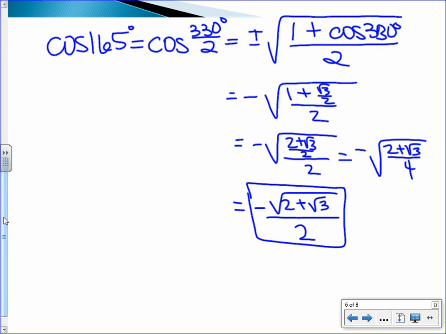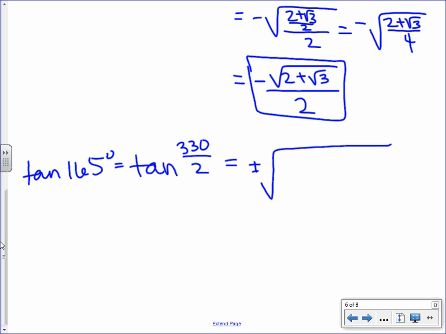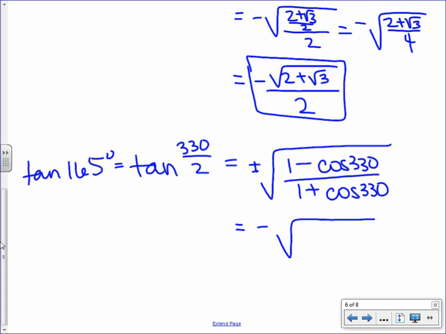Let's see, do we have time to do that quick? Tangent of 165 degrees is the same thing as tangent of 330 over 2, which would be plus or minus the square root of 1 minus the cosine of 330 over 1 plus the cosine of 330. Is our tangent going to be positive or negative? Negative. Okay, I'm not going to simplify that.